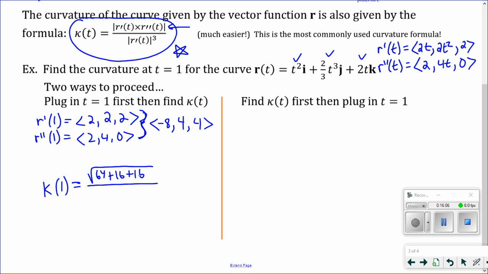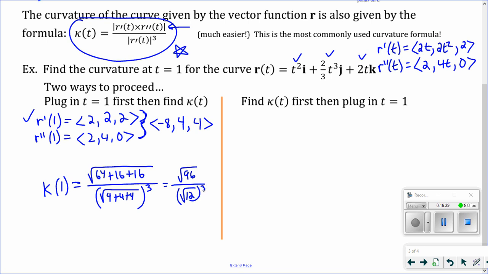All right, and then on the bottom, I need the magnitude of the derivative, and I'm going to have to cube it. So the derivative, this guy right here, his magnitude is 2 squared, so 4 plus 4 plus 4, and we have to cube it. Okay, so we're just going to clean this up. The top part comes out to the square root of 96. The bottom portion comes out to square root of 12 cubed.